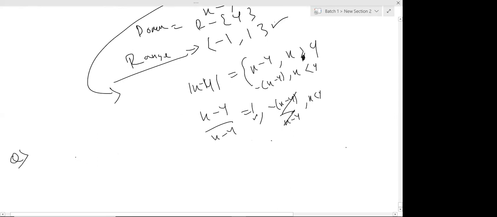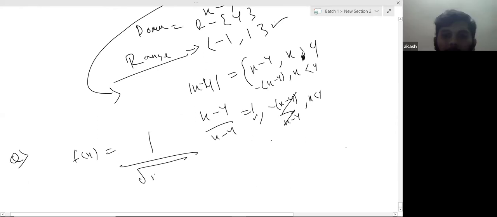All right, another question. y equals to 1 upon under root x minus mod x. Find the domain and range. These questions are a little bit complicated. Try to open this modulus, then try to solve. The first thing you know is that this should be greater than 0. After that, try to open the mod, then try to solve.